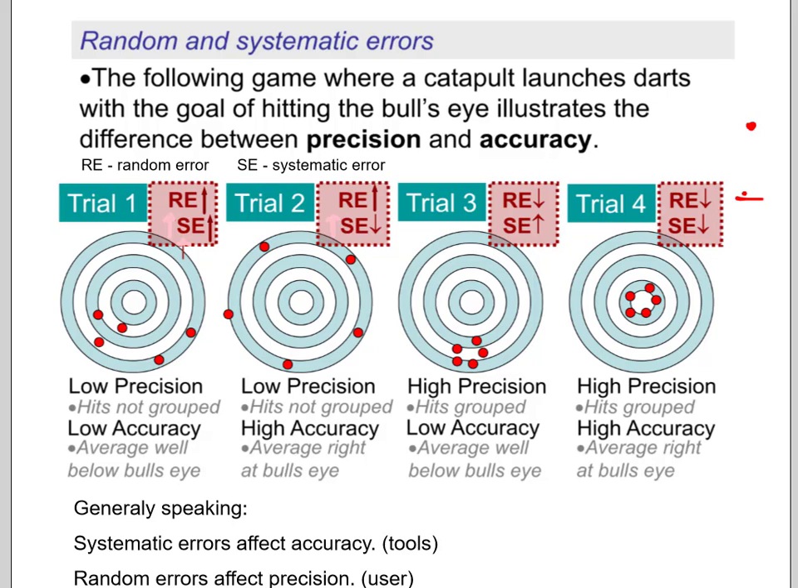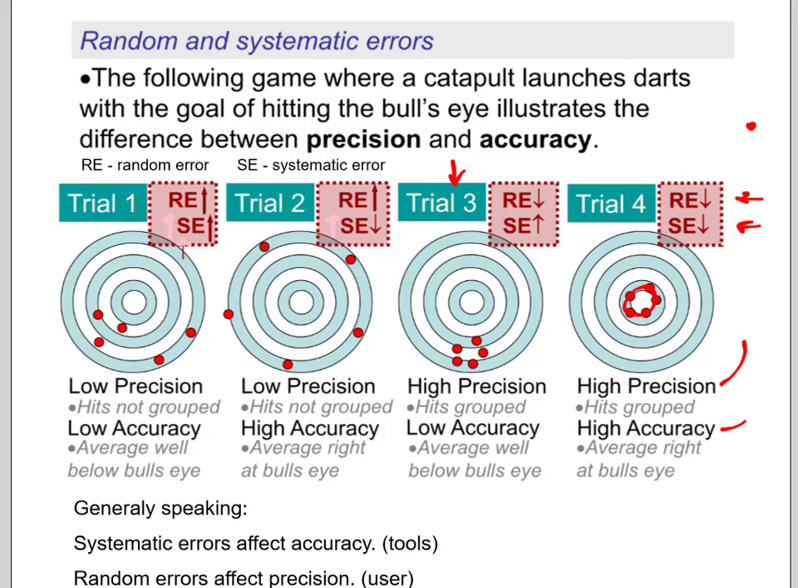So this stands for random error. This is systematic error. The little down arrow means we've minimized our random error. We've minimized our systematic error. So we have a high precision, okay, and we have high accuracy. The precision element is all of the little red dots here are grouped together. Okay, so that's precision. Accuracy means we actually hit our target. We hit the bullseye. So when we have small random error, small systematic error, we get very accurate results. Okay, so right in the middle of the target, and they're precise in that they're all very close together.